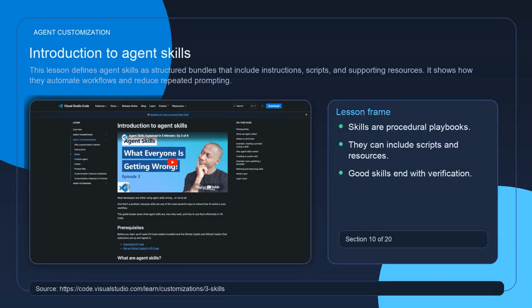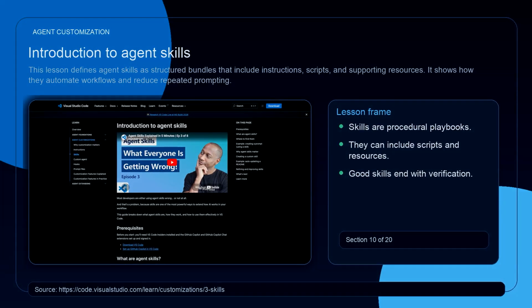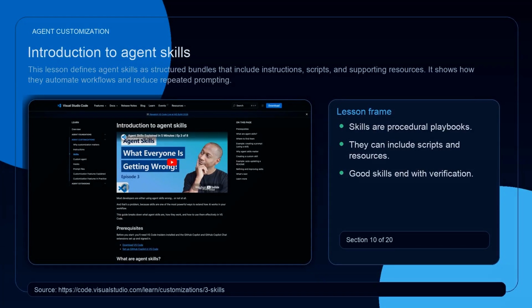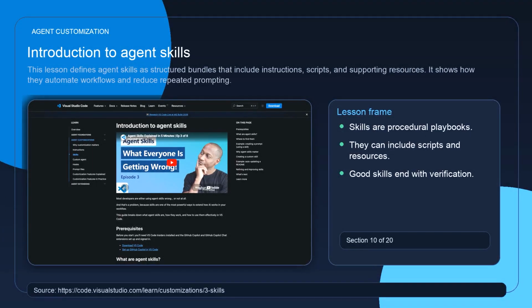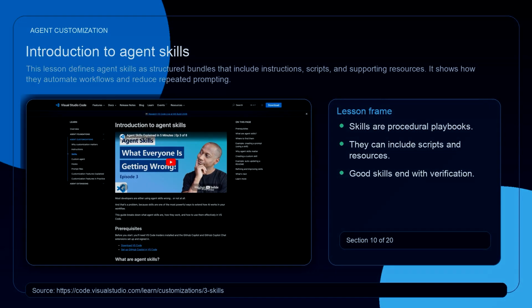Lesson 9 of 18, Introduction to Agent Skills. The official page teaches this. This lesson defines agent skills as structured bundles that include instructions, scripts, and supporting resources. It shows how they automate workflows and reduce repeated prompting. Here is the real explanation.